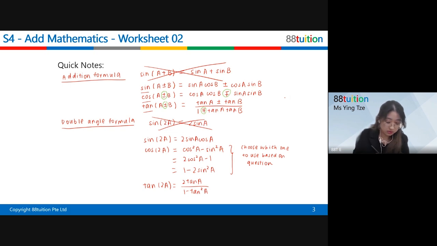One thing to know about this double angle formula is that this angle will always be double of this angle. So if, for example, I have sine of A, I can also expand it like this, because here this angle is double of here. So that's how the double angle formula works.